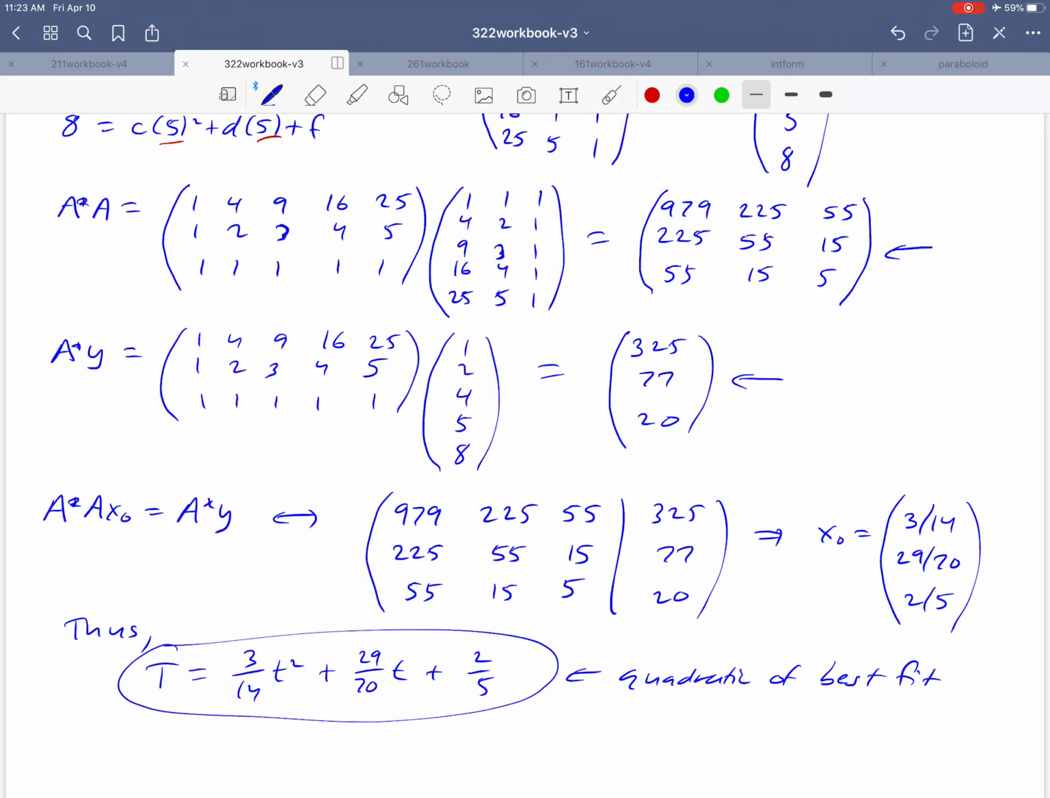One thing I'd encourage you to do, if you have a graphing calculator, is graph this parabola, see what it looks like, and see if you think it fits this set of data points well.